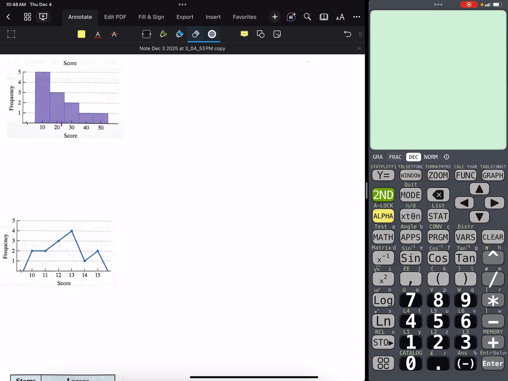And so we're going to be working with 4 different measures of central tendency. We'll be looking at the mean.